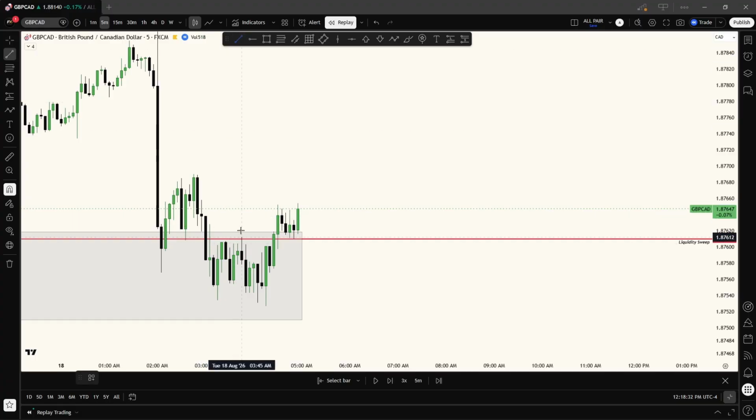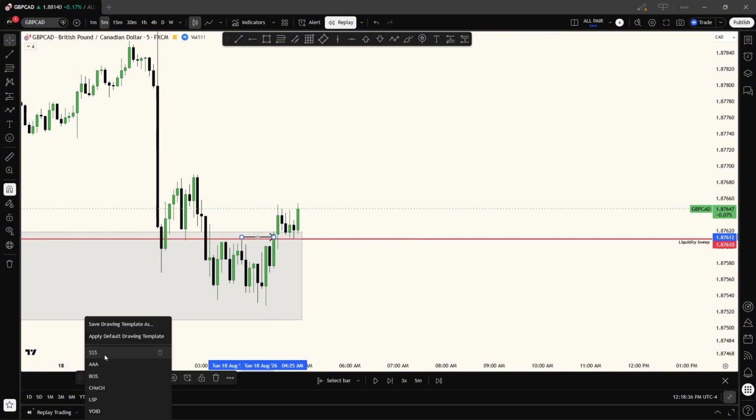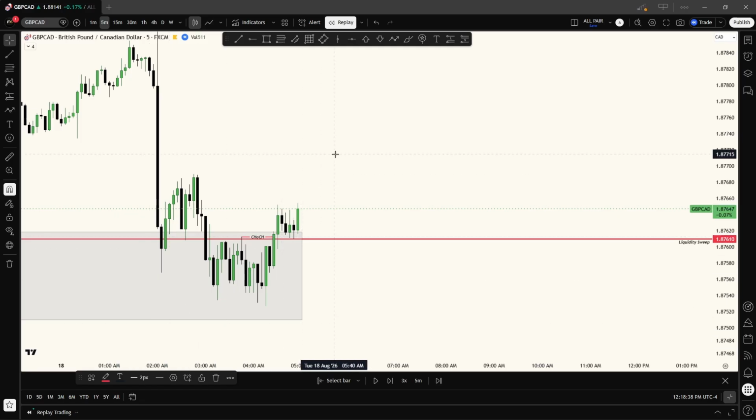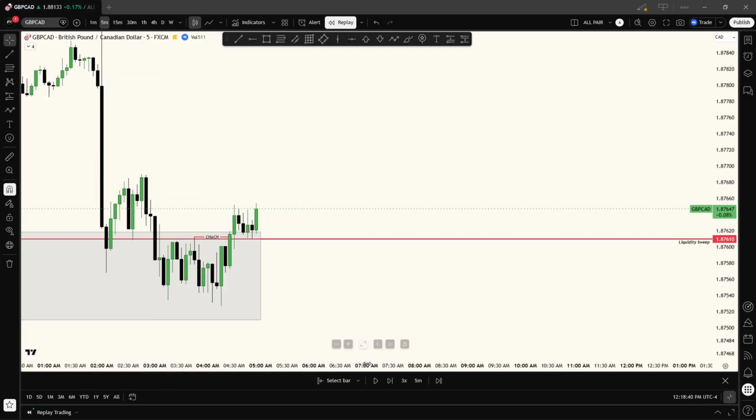You can see right here, I've got a clear break of that previous lower high, which gives me a solid change of character. This is my confirmation that the momentum is shifting. Okay, let's keep this replay going and see if I get that next confirmation.